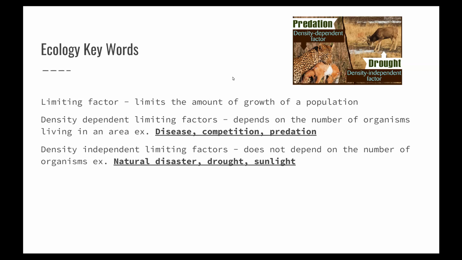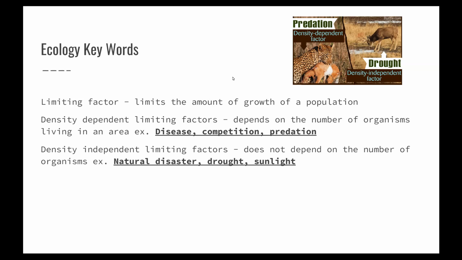One of those is called a limiting factor. When you have a population of organisms, whether they are plants or animals, you are going to have certain factors that limit the growth of that population. So in other words, one particular type of animal or plant cannot grow indefinitely into a larger and larger population. Eventually, there are going to be some factors that limit their growth. So there's two types of limiting factors.